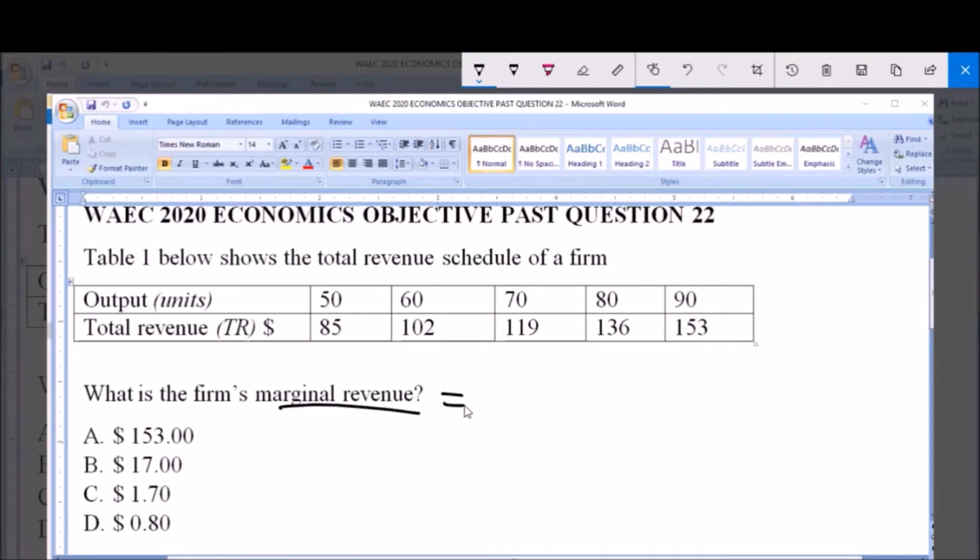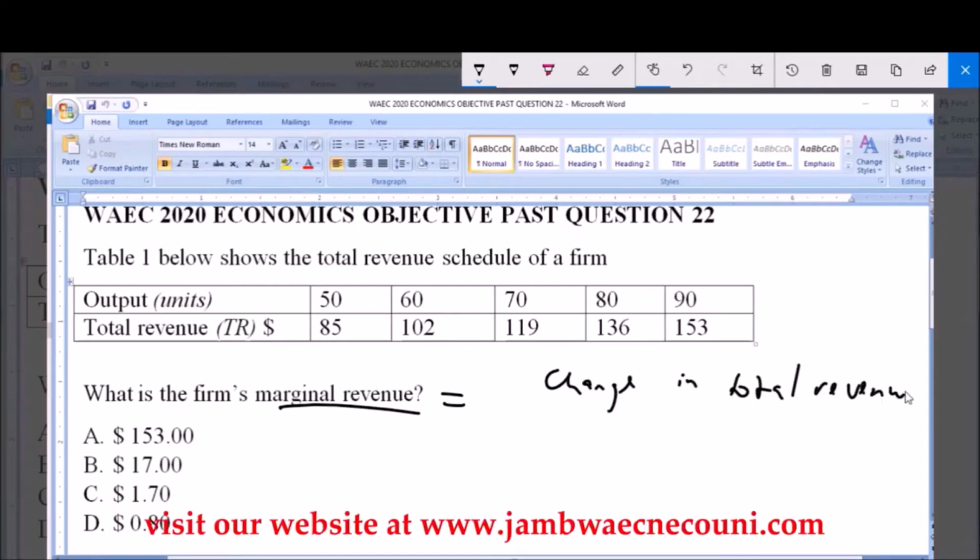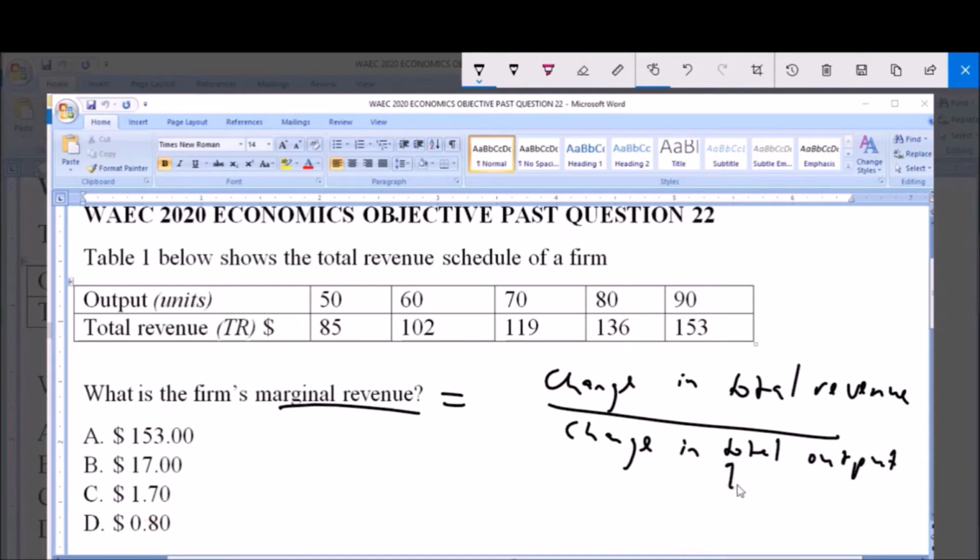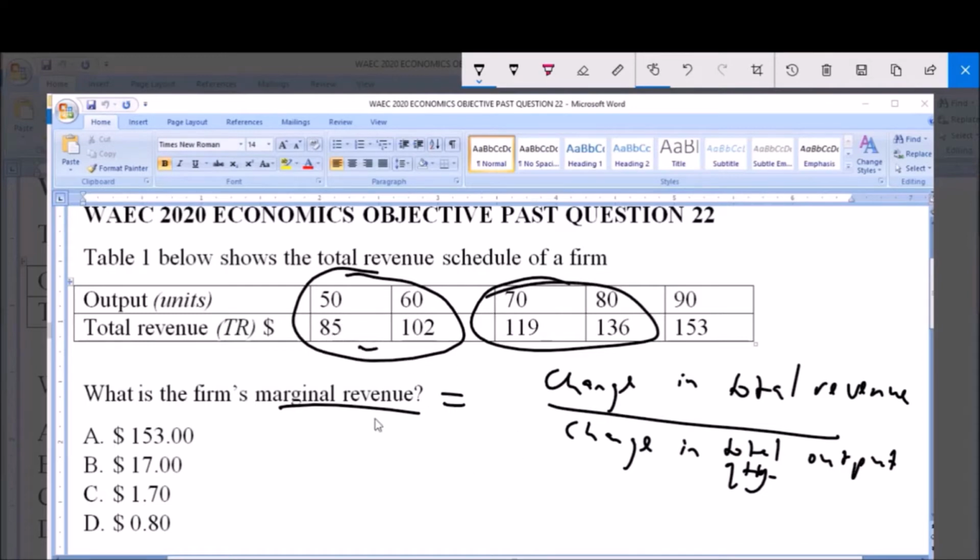Now marginal revenue is what you are calculating, and marginal revenue is equal to the change in total revenue divided by change in total output quantity. So in order to get change in total revenue and change in total output quantity, you can make use of any two successive values from the table. For example, I can choose to make use of 50 and 60. I can choose to make use of this other category, any two successive values. So let me make use of 50, 60, 85, 102.